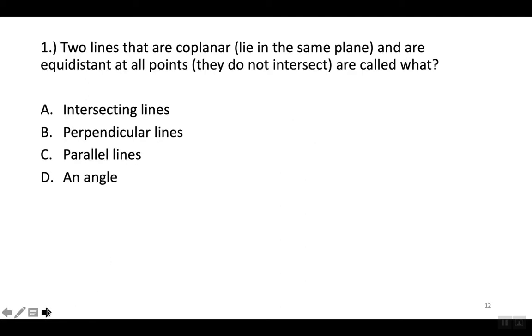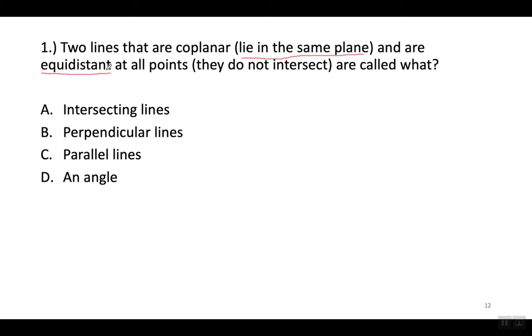Here's question 1. 2 lines that are coplanar. What does coplanar mean? I wrote it right here in parentheses in case you forgot. Coplanar means that they lie in the same plane. So 2 lines that are coplanar and are equidistant. What does equidistant mean?